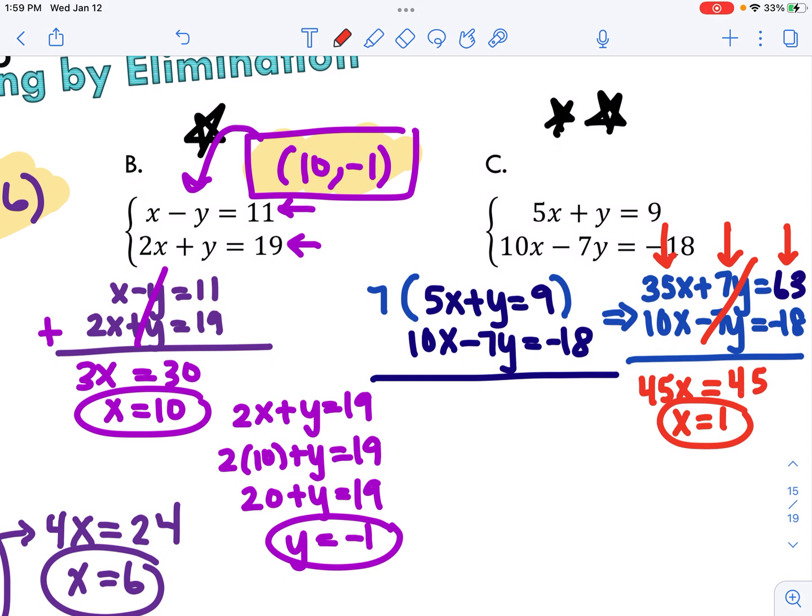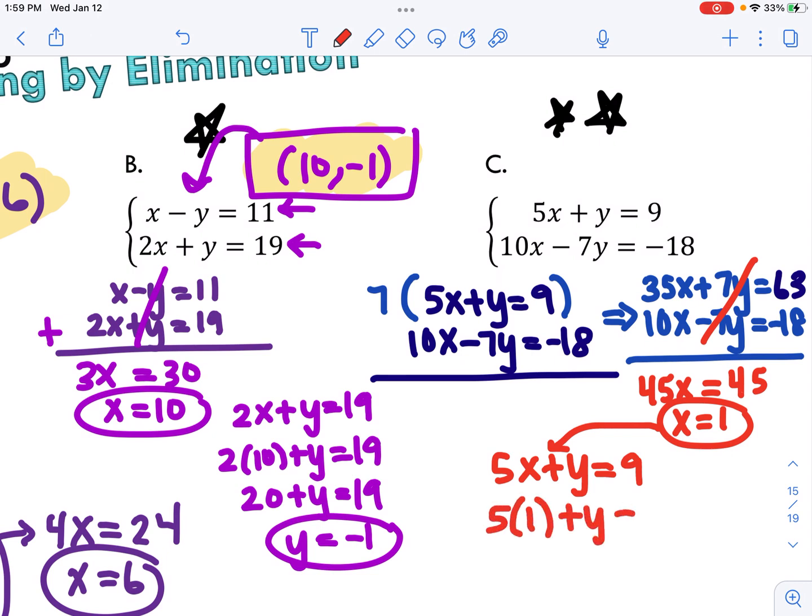Now, once again, we just choose one of the equations from my original problem to actually solve for y now. I'm going to use that first equation, 5x plus y is equal to 9. I'm going to plug in x for 1. So 5 times 1 plus y is equal to 9. 5 plus y is equal to 9, so y is equal to 4. So my solution here is 1, 4.